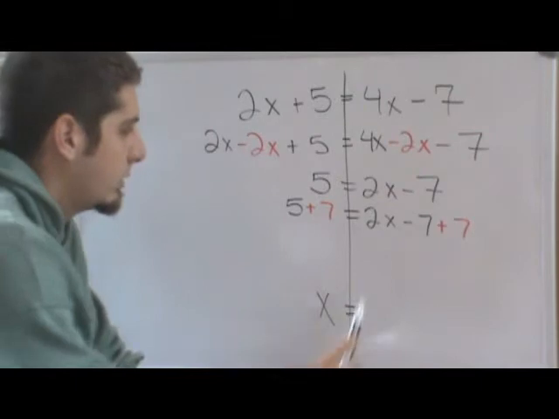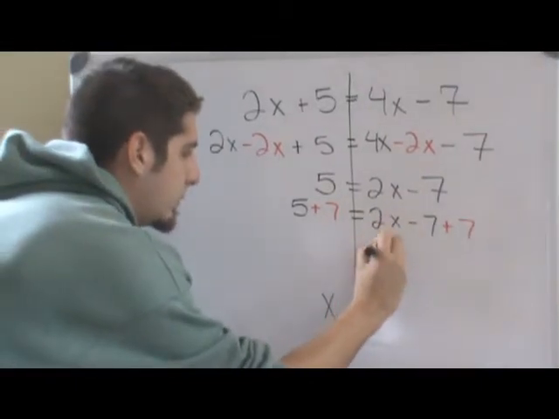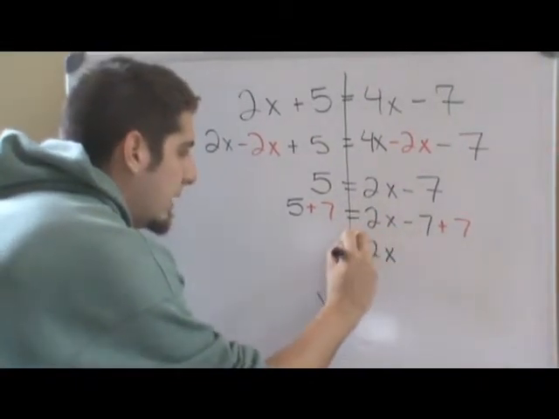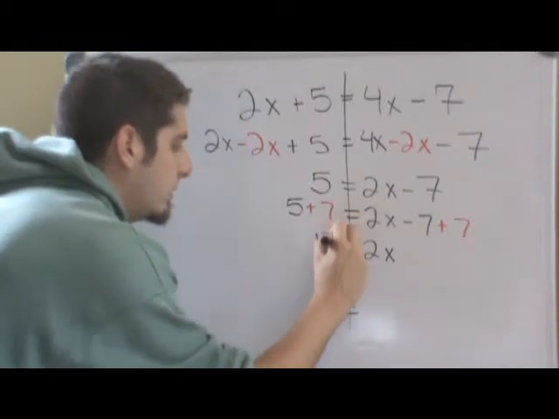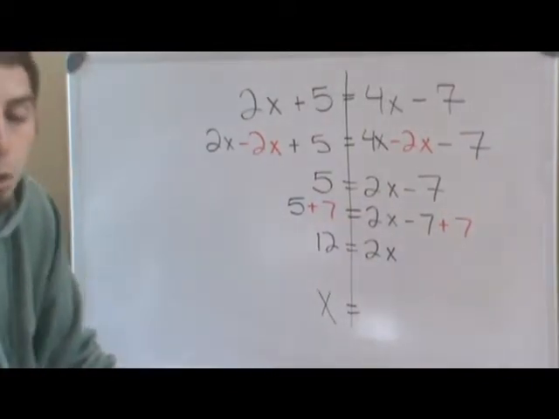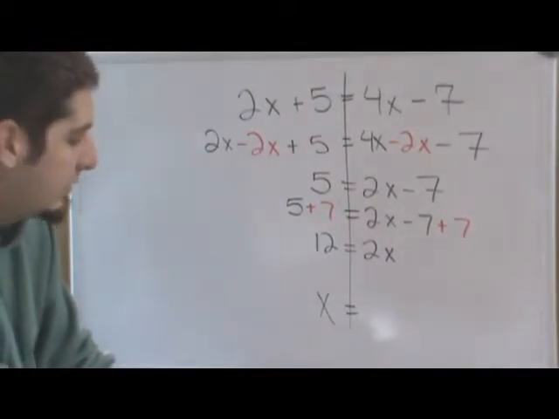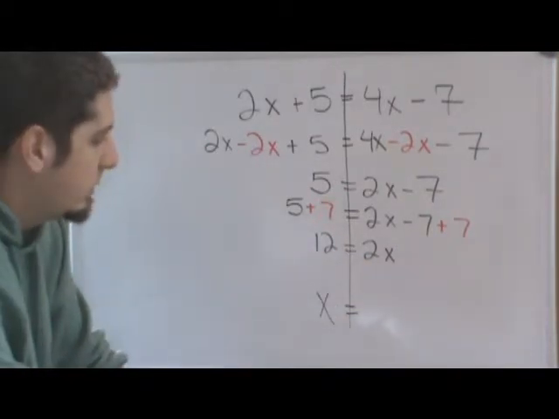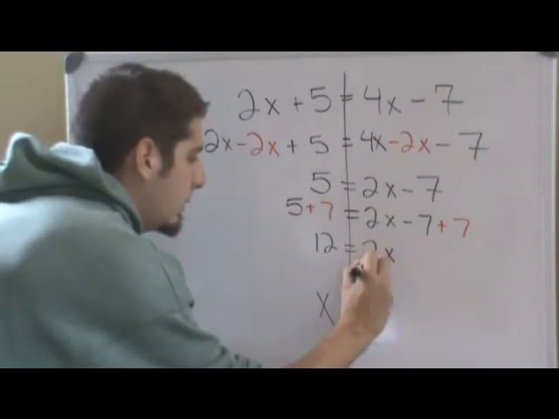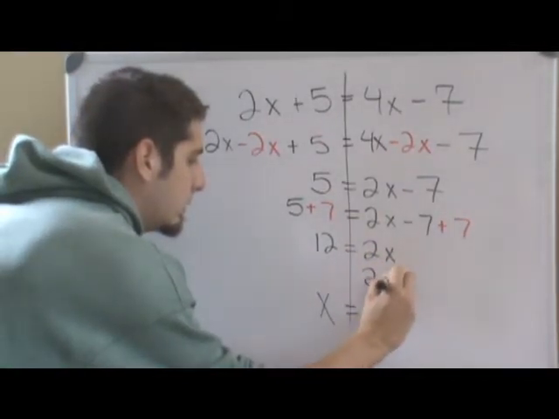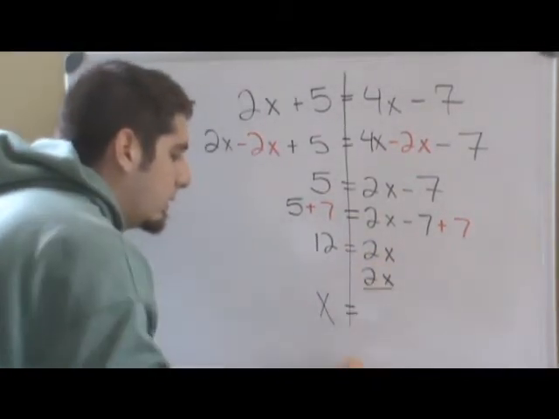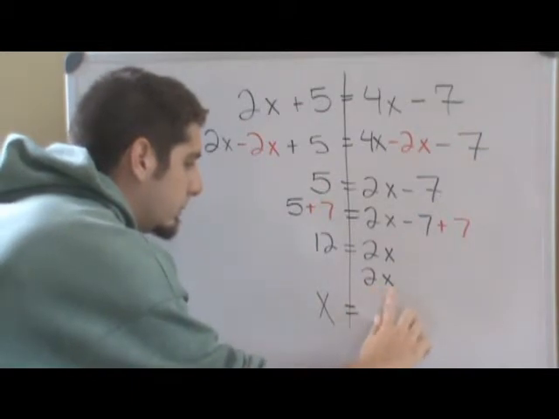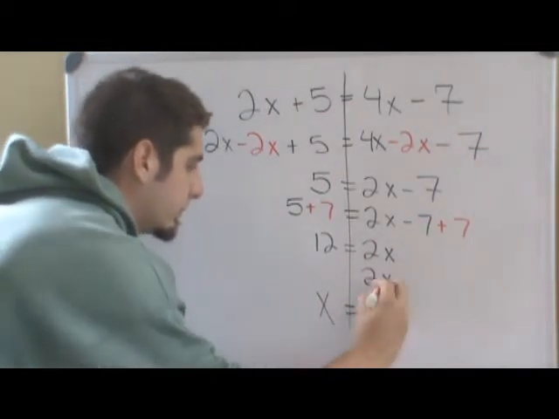Okay, so the 7's cancel out. We're left with 2x on the right side. We're left with 12 on the left side. Last step, it's a one-step equation. We have 12 equals 2x. So to get rid of a 2 that's being multiplied, we have to divide both sides by 2.